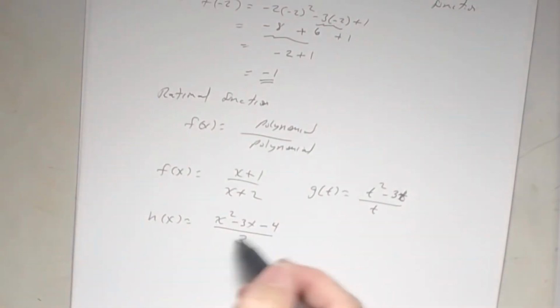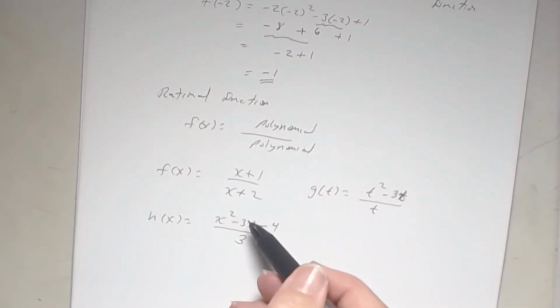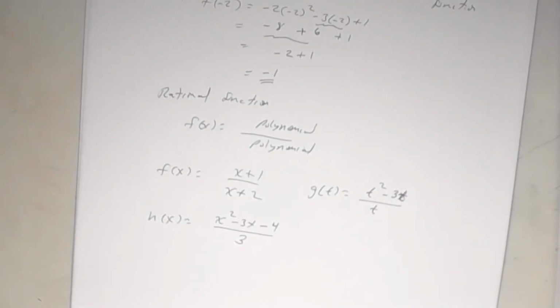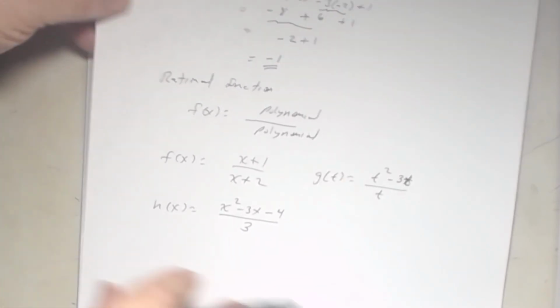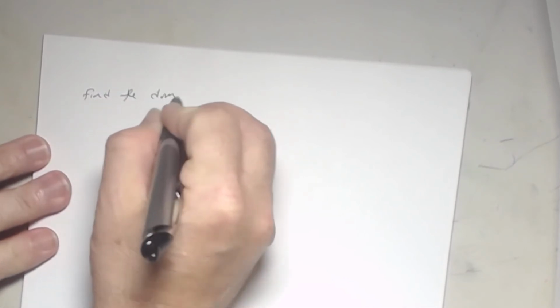Now I made the last two quadratic, but it could be x cubed, it could be x to the 5th, whatever it could be. But this is what a rational function looks like. Now one of the things you're going to be asked to do about a rational function is finding the domain of a rational function. So let's talk about finding the domain.